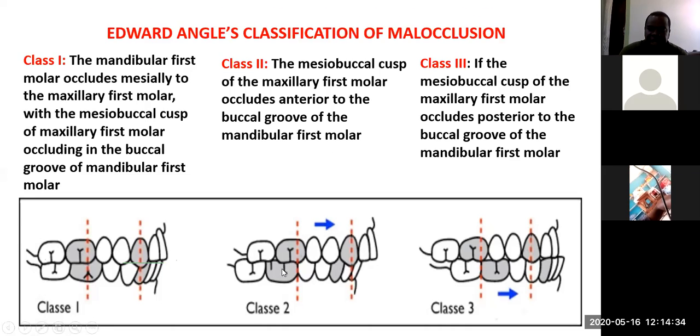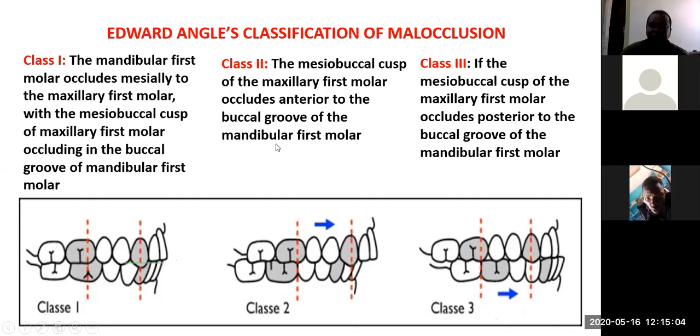Now, you see that the mandibular first molar here is backward. Why? Let me use simpler language so you can understand me. Why is the maxillary first molar moving anterior? That is the description I'm trying to give you there. That is the mesiobuccal cusp of the maxillary first molar. Where is the maxillary first molar? You can see my pointer. That is it. It occludes anterior.